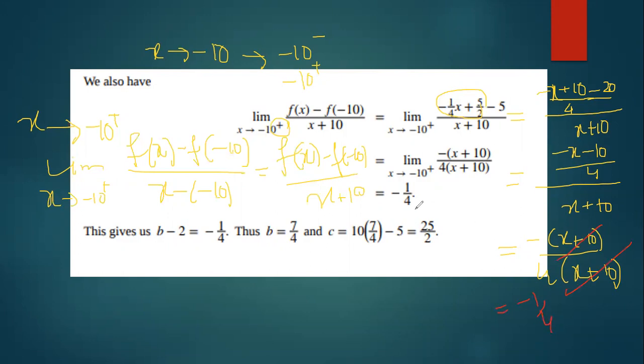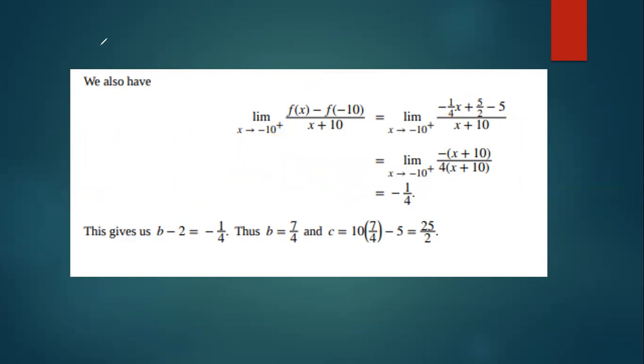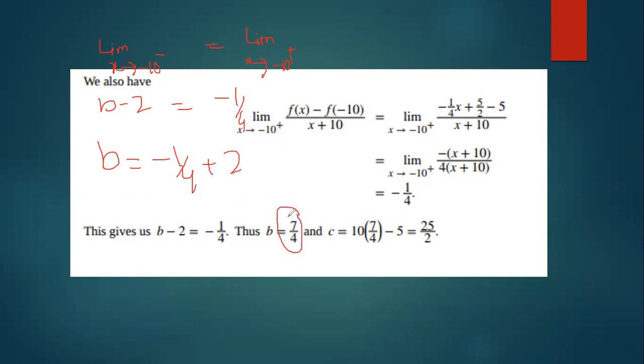Okay. So what does this value show? I have to compare the two function values. The limit of the function at minus 10 from the negative side will be equal to the limit of the function at minus 10 from the positive side. This value equals b minus 2, and this value equals minus 1 upon 4. So from here b equals minus 1 upon 4 plus 2, so this value will equal 7 upon 4.